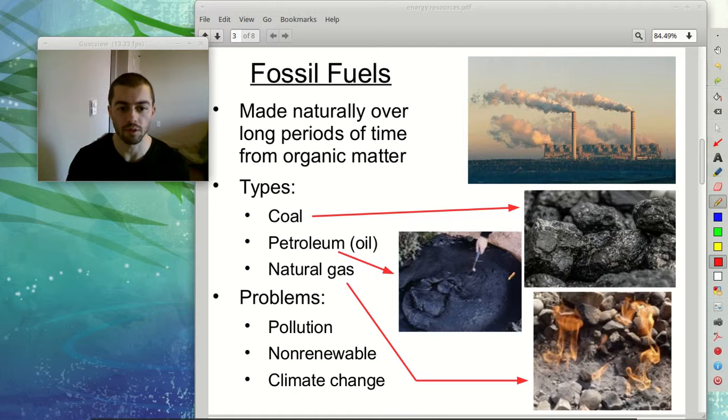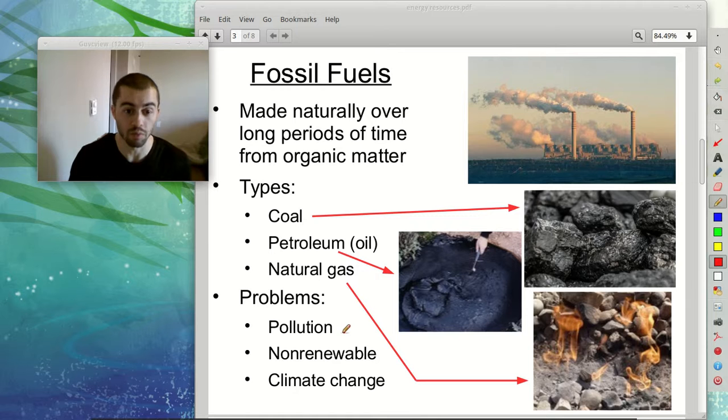Certain types of fossil fuels burn more cleanly than others. For example, natural gas burns a little more cleanly than coal, which is one of the dirtiest fossil fuel sources. But there are a lot of problems with fossil fuels. Even the best fossil fuels that we have, whether it's natural gas or propane, that people tend to consider clean fossil fuels, still provide plenty of problems.